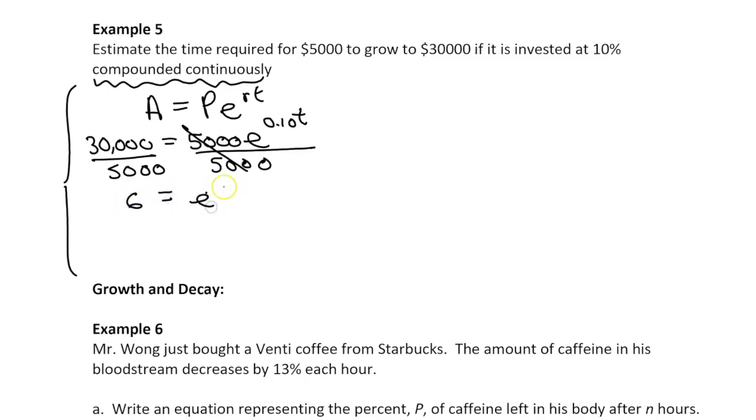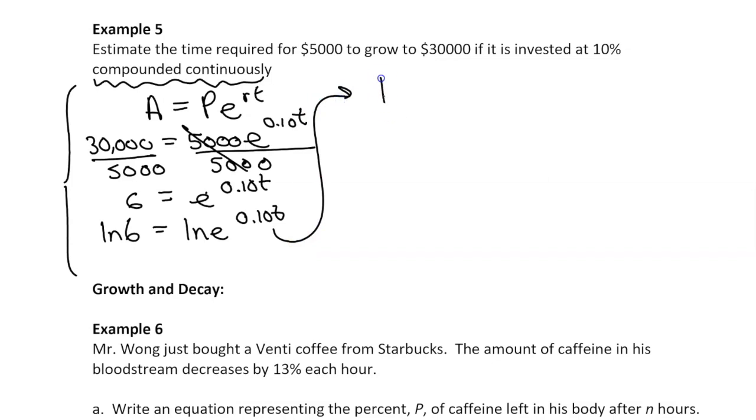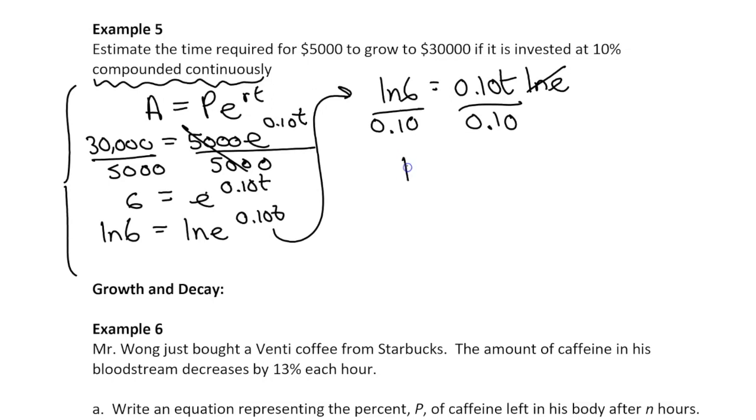Okay, so if you have something like this, let's ln both sides. Ln 6 equals ln e to the 0.10t. Ln 6 equals 0.10t of ln e. And if we put that into our calculator, we get 17 point, it doesn't say how much to round it to. Okay, we'll say 17.9 years.